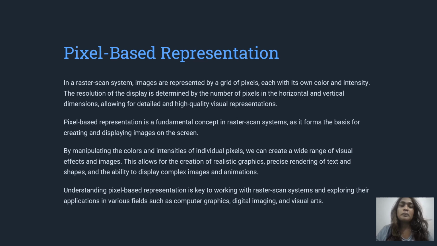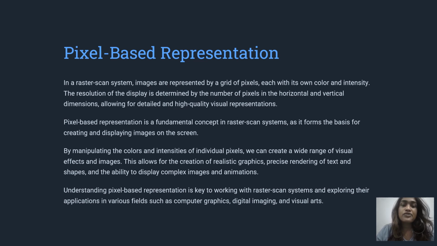Now let's see about pixel-based representation. In a raster scan system, images are represented by a grid of pixels, each with its own color and intensity. The resolution of the display is determined by the number of pixels in the horizontal and vertical dimensions, allowing for detailed and high-quality visual representation.